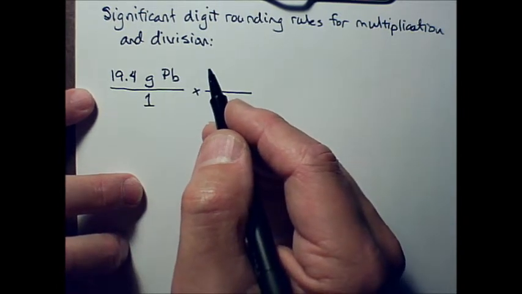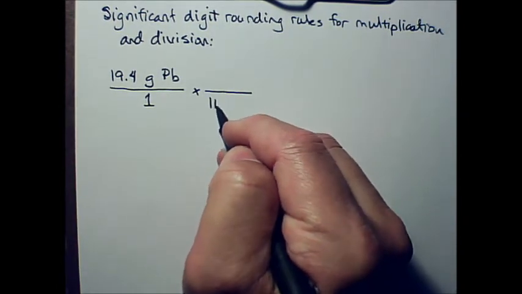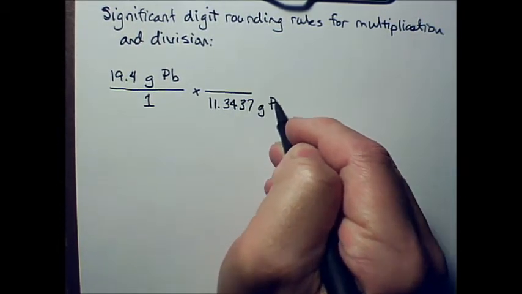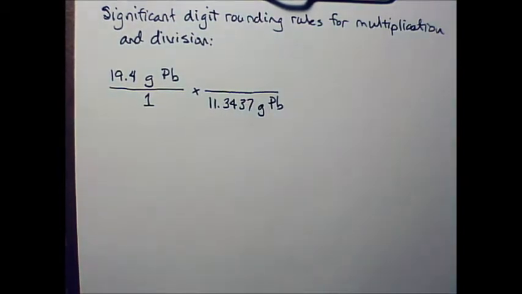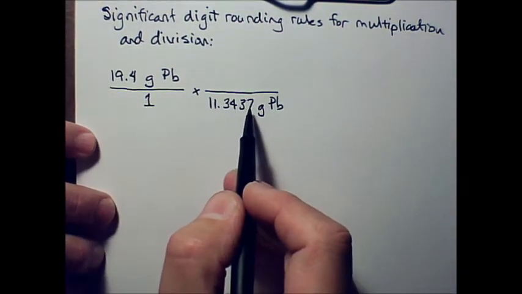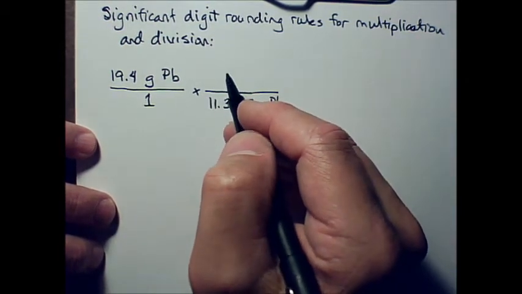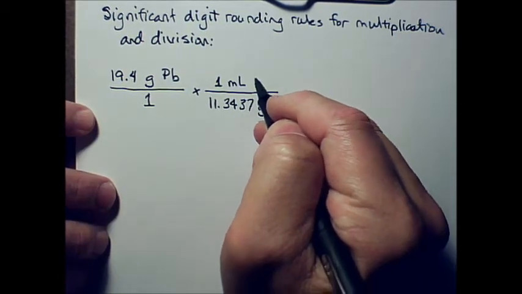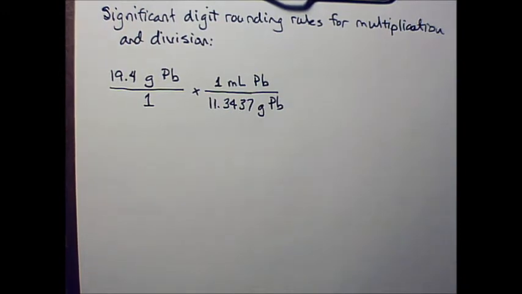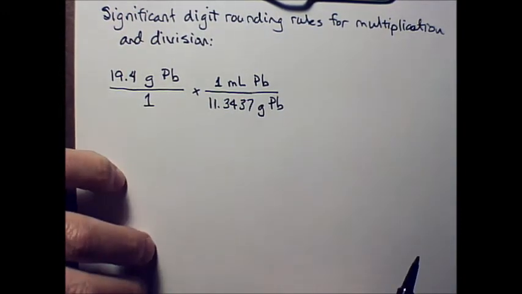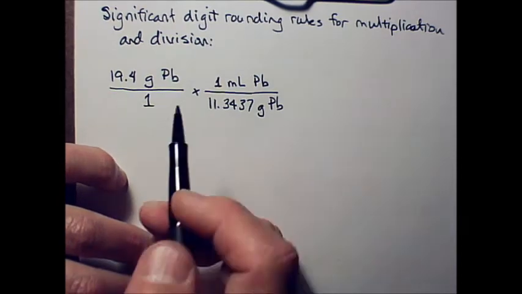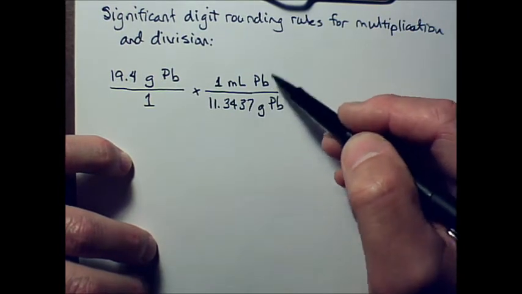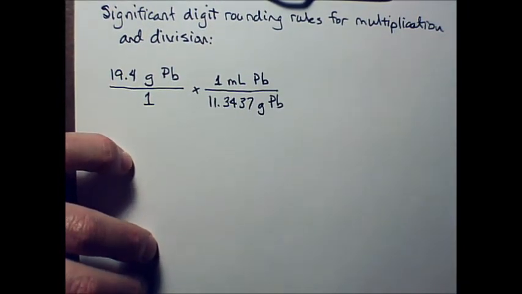So let's see, 11.3437 grams of lead always has a density where that mass of lead is equal to 1 milliliter of lead. And so we can put them in a fraction in this form. We'll get more into why you can do that later. But the neat thing about setting up conversions like this, where you have your conversion unit as a fraction, is that it allows you to use some simple algebra.